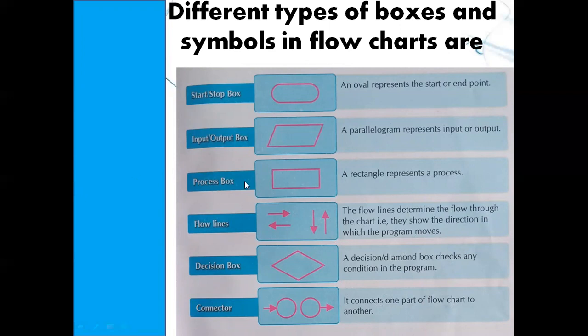Then next is a process box. This is a rectangle, representing the process. When any process takes place, for example, we took the algorithm last time, addition of two numbers. So for addition of two numbers, how will we do input? We can use the second box, this one, for input. Then we do addition. We will add number one and number two.